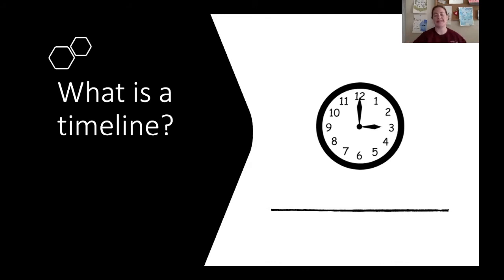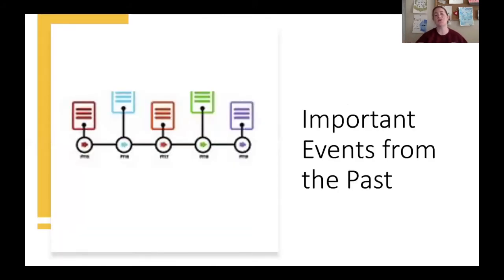Let me show you an example. This would be a timeline. You see how it is strung along like a line here, and it kind of stops every so often and it tells you about something. Now, this one doesn't have any real information on it, okay? But a timeline tells you important events from the past.